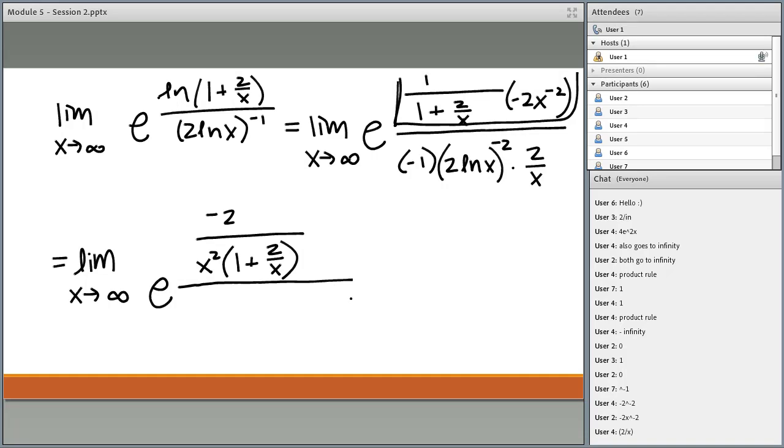In the denominator, the negative 1 times the 2, I get a negative 2. And then everything else is in the denominator, so I get x times 2 natural log x squared. You could have also moved that 2 natural log x up to the numerator, and we'll do that in a minute. So we have a complex fraction here.